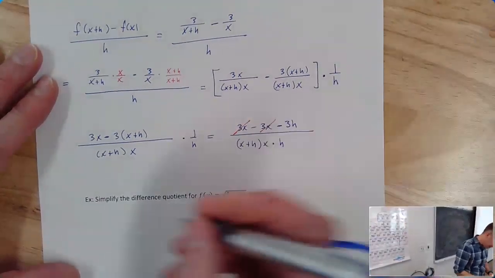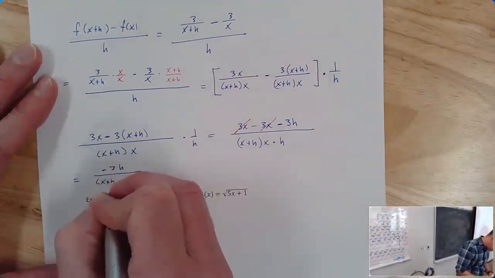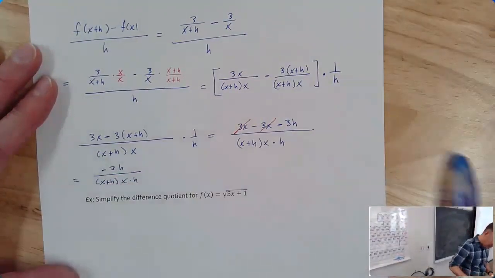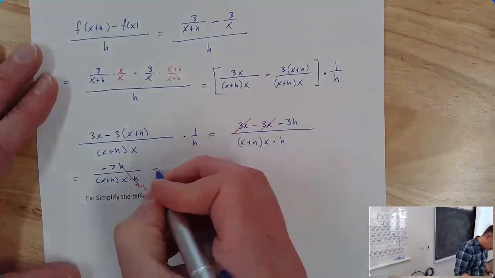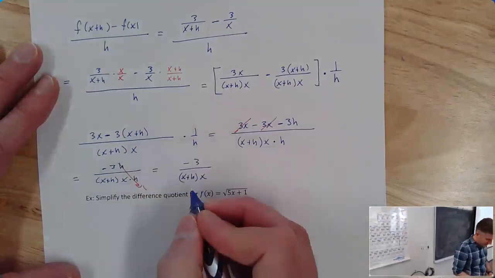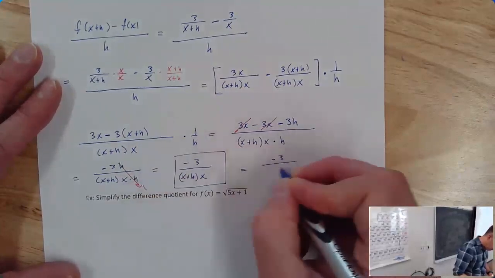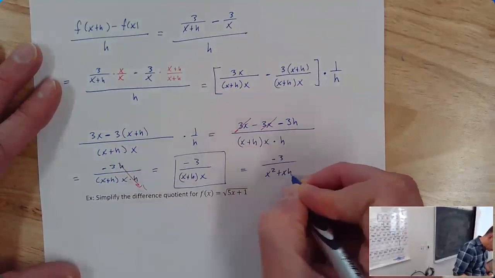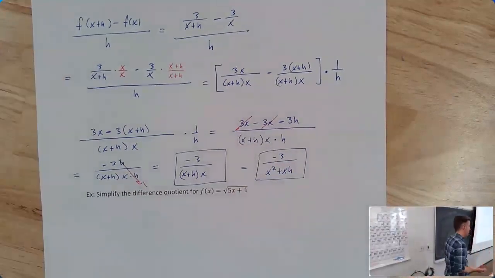We're left with a negative 3h over x plus h times x times h, and then h divided by h is 1. So we have a -3 over x plus h times x, which you could leave like that, or if you prefer, you could write it as -3 over x squared plus xh. Either way would be totally fine. And that would be our simplified difference quotient.